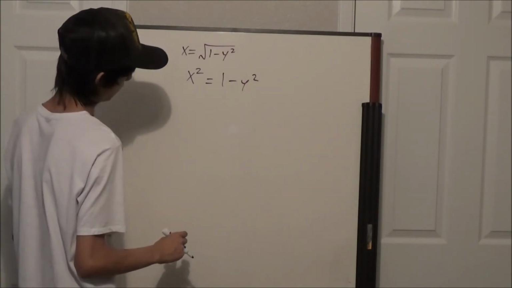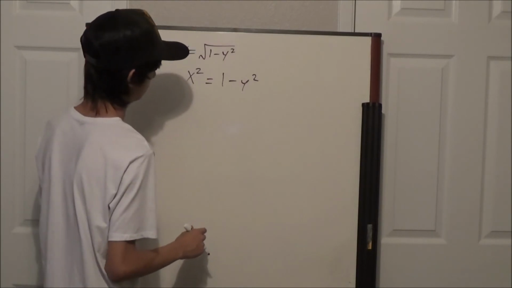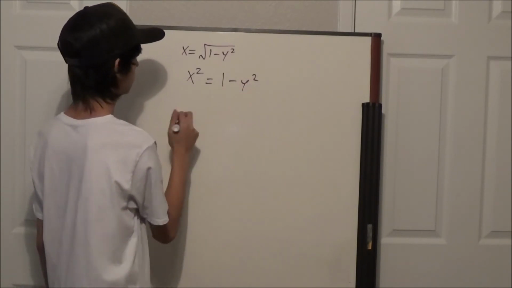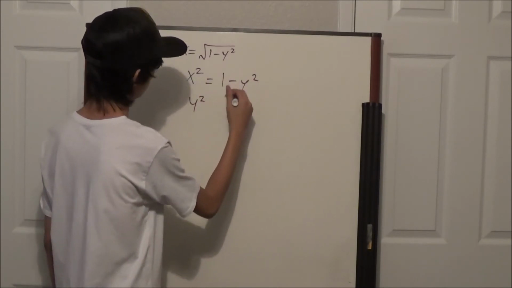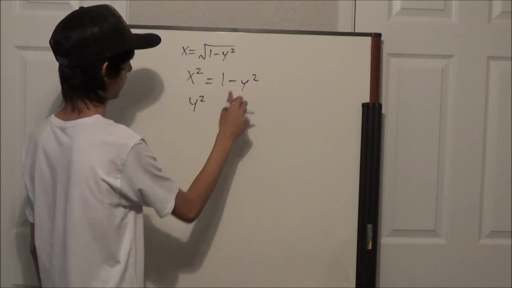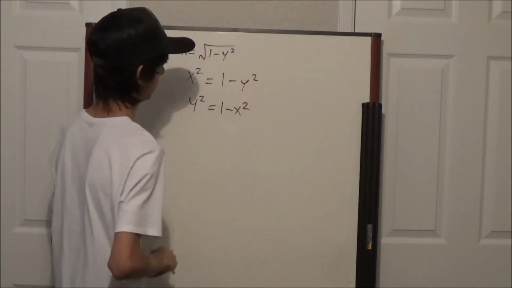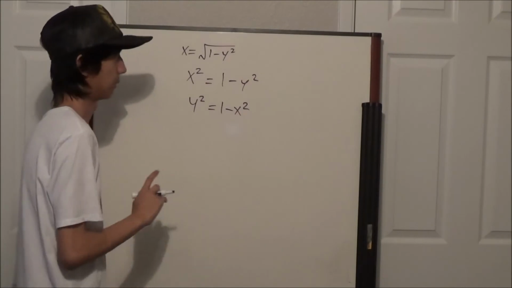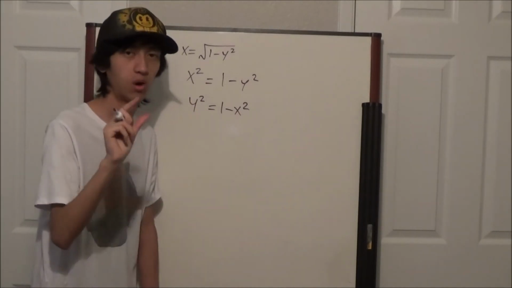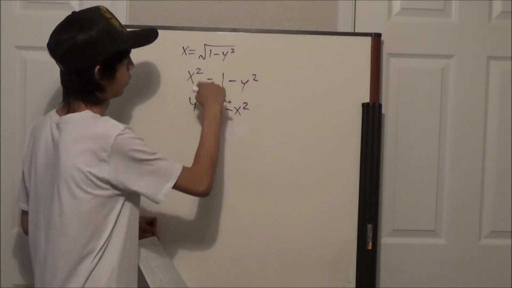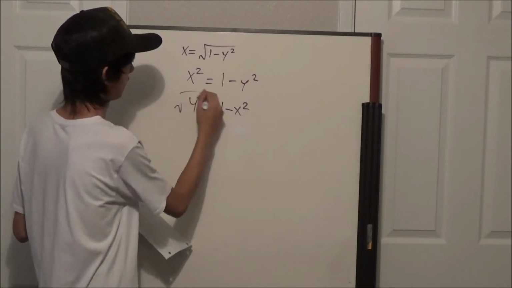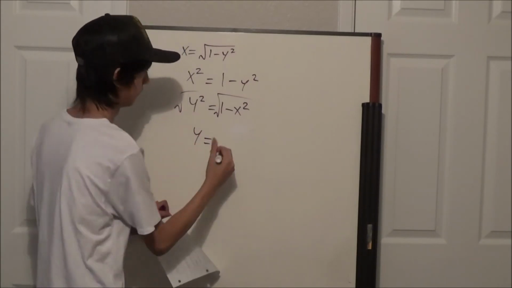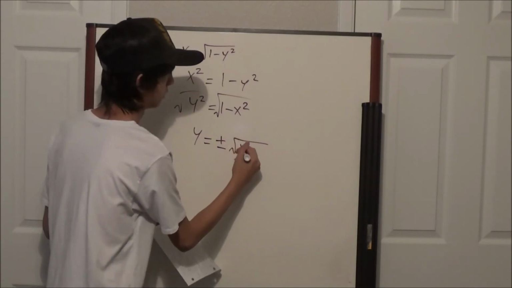I'm going to add y squared to the other side, and then subtract x squared to the other side. So we'll end up like that. Now here, do not forget what I'm about to do. Because we want y by itself and it's squared, we're going to square root both sides. So y equals plus or minus the square root of 1 minus x squared.